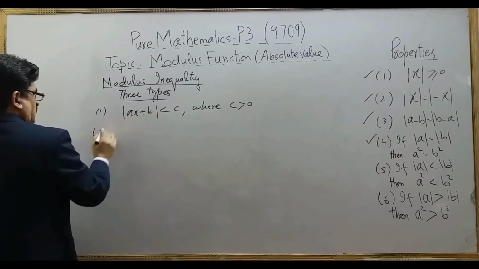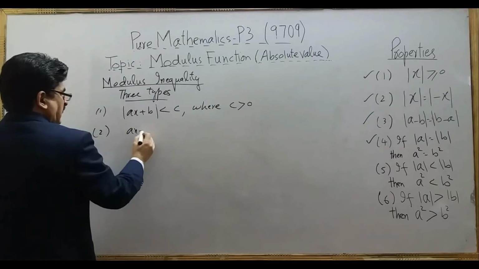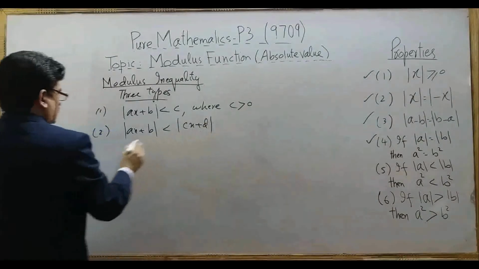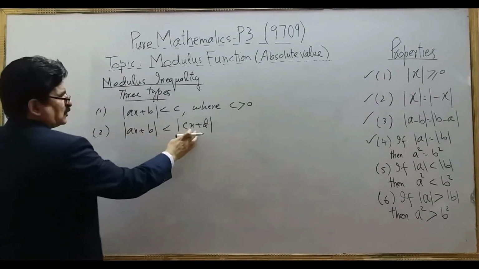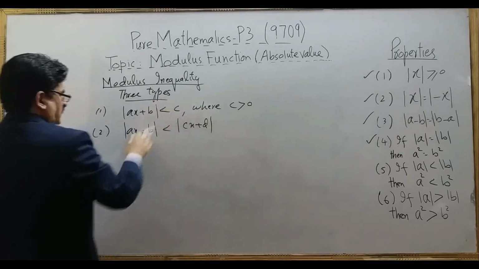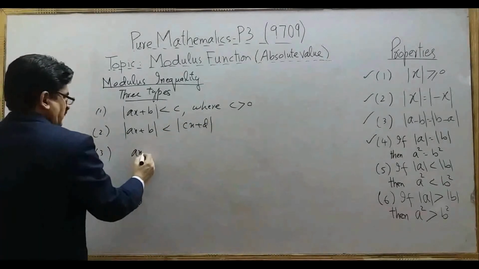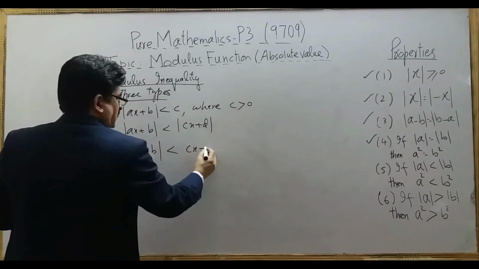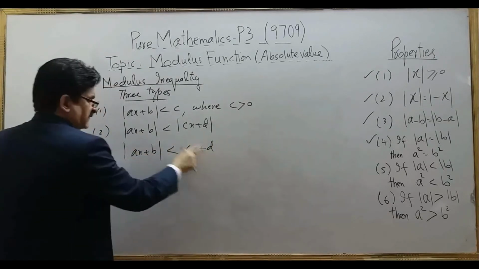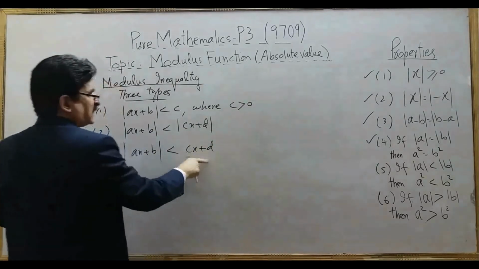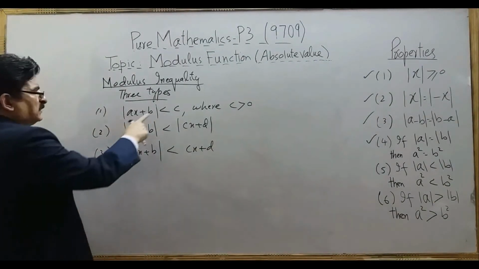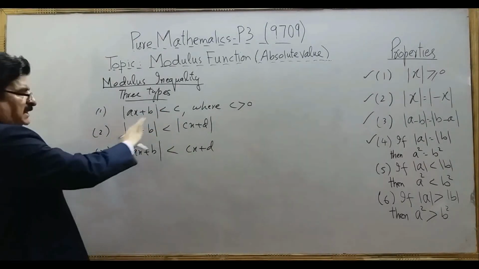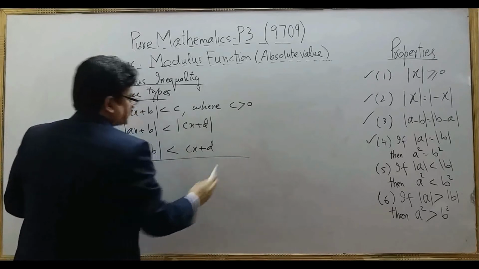So C is positive. The second type is mod of Ax plus b is less than mod of Cx plus d. You have a linear function on both sides, and on both you have the modulus function. And the last very important type is that you have Ax plus b and Cx plus d. You have linear functions, but we have modulus on one side and no modulus on the other side. You may also have less than or equal to, or greater than C. I'll explain all these in my examples. So we'll study these three.